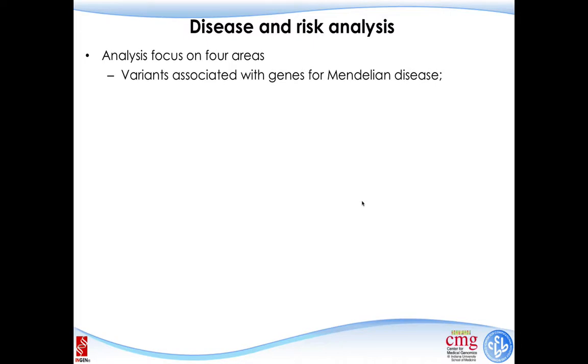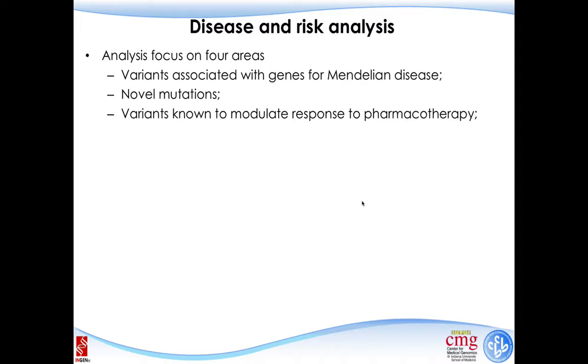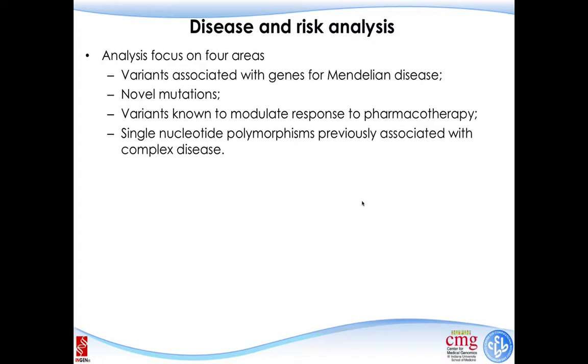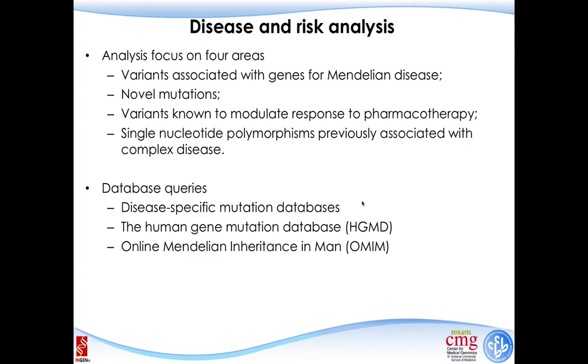There is a disease and risk analysis, and basically they looked very intensively at how to annotate those 2.6 million variants that they identified. They looked at the variants associated with genes for Mendelian disease. There are databases about that. They talk about novel mutations. They look at the variants known to modulate response to pharmacotherapies, so pharmacogenomic studies. They look at SNPs previously associated with complex disease. Those are all different types of databases.